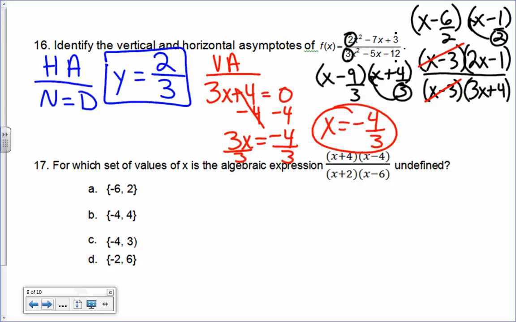All right. 17, for which set of values is the algebraic expression undefined? Look at the bottom. What numbers could you put in for this x or this x that would make their parentheses equal 0? The first x, if it said negative 2, plus 2 is 0. The second one, if it said 6, minus 6 is 0. Those numbers would make it undefined because you cannot have 0 on the bottom. So the correct response here would be D.